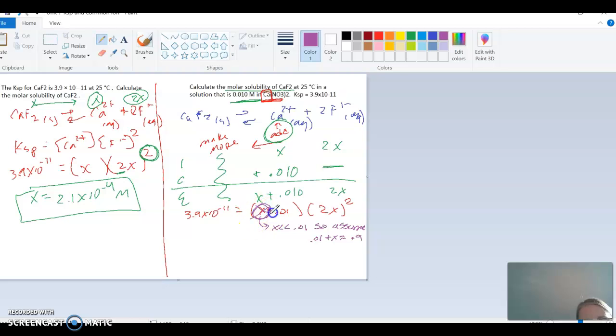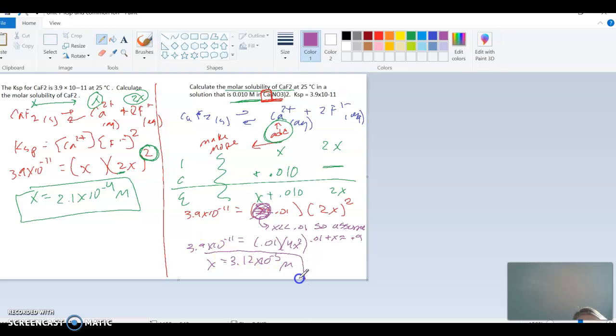So I'm going to take out this x part. There we go. Now I'm going to just solve for x here. So 3.9 times 10 to the negative 11 equals 0.01 times 4x squared. I'm going to solve this to get x is 3.12 times 10 to the negative 5 molar. All right.